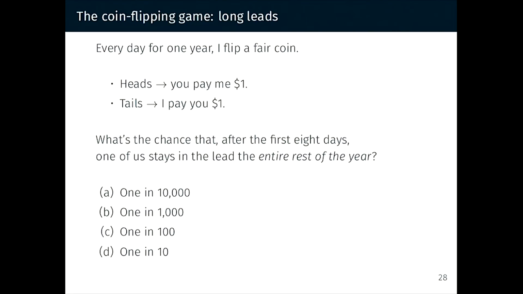So now the question is, what's the chance that after the first 8 days of the year, one of us pulls ahead and stays ahead the entire rest of the year? The entire remaining 357 days of the year, one of us stays ahead. So I've got these 4 choices. And I'm only asking you to guess to within the order of magnitude, so it shouldn't be too hard.